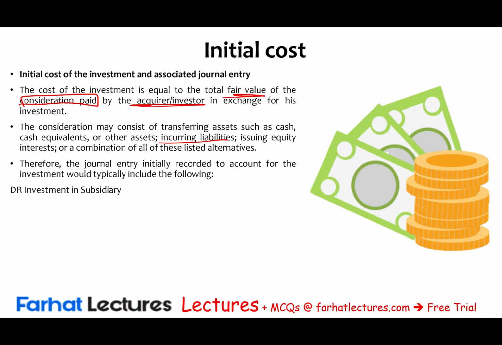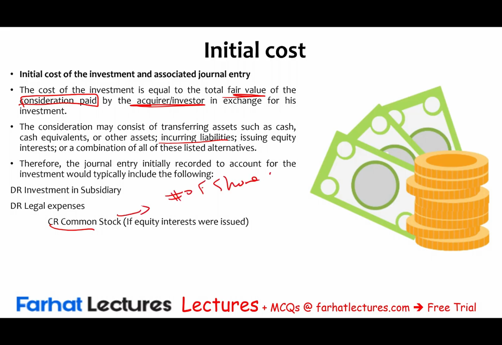So this is what all these methods are. So this is what a journal entry would look like. You will debit the investment in the sub for how much you paid. You debit legal expenses if you have any legal expenses. You credit common stock if you issued stocks of your company. And how much do you credit common stock? Remember that formula: number of shares times the par value. And anything over par value, you would credit additional paid-in capital.